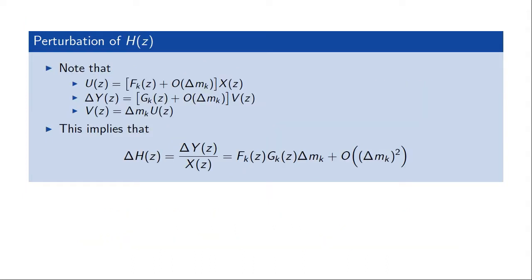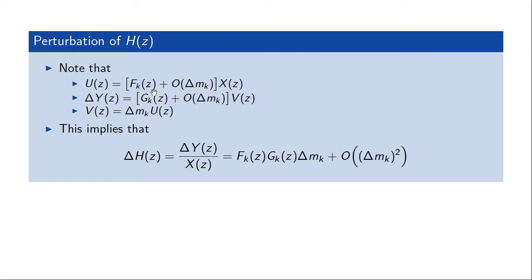This can be made rigorous by noting that the output before the multiplication is simply the input to the circuit times the effective transfer function from that input to the output, and that is given as the nominal transfer function plus the change we have due to the inclusion of this delta m_k.